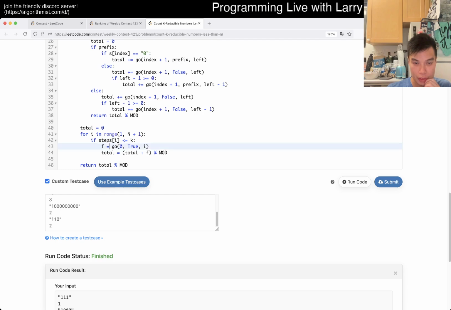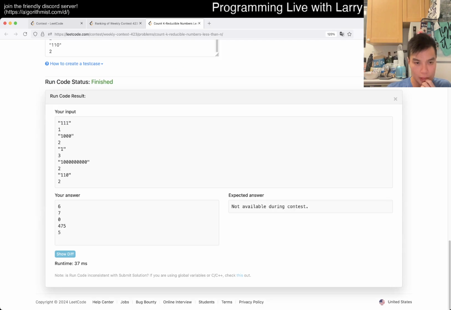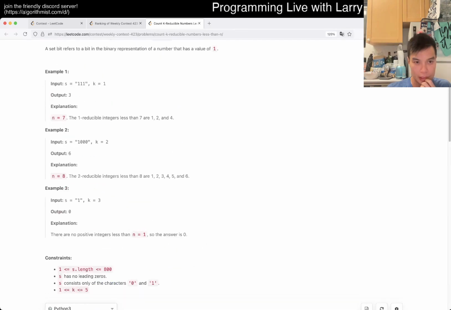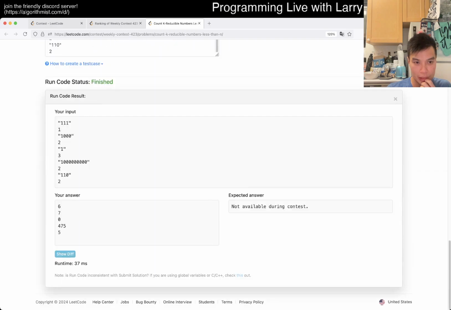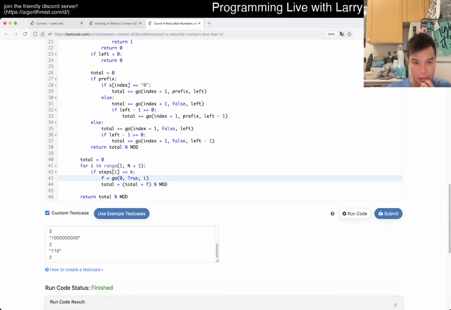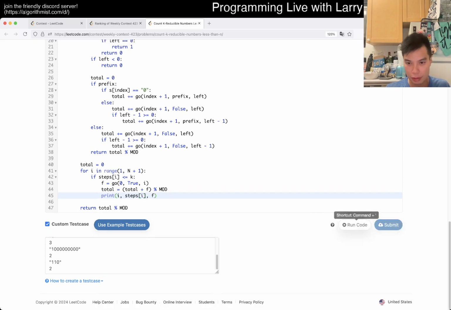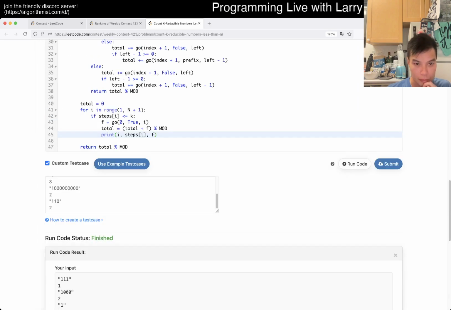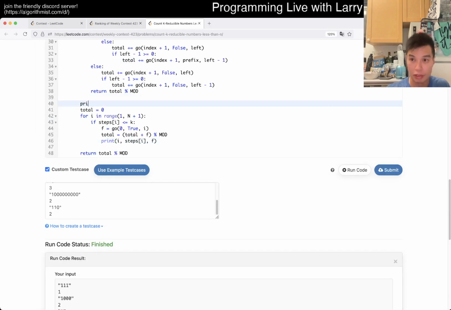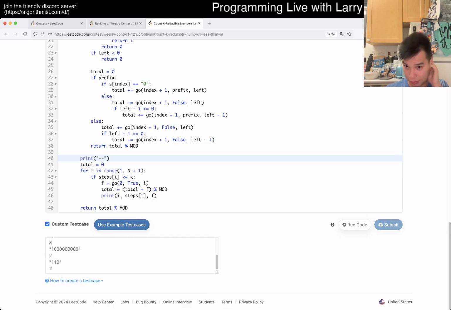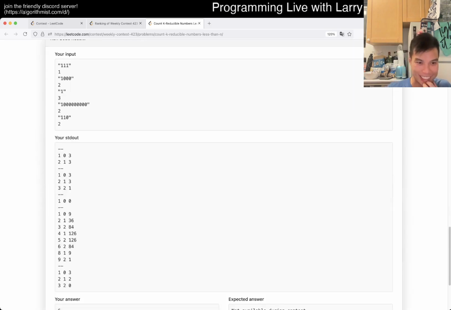f is equal to this. This feels like it should be right. Did I change anything? The answer should be 3, but my answer is 6. Why? Tell me why. i, steps of i. Okay, why not? We're close though. We should be done, hopefully. I said that last time though, so I don't know.